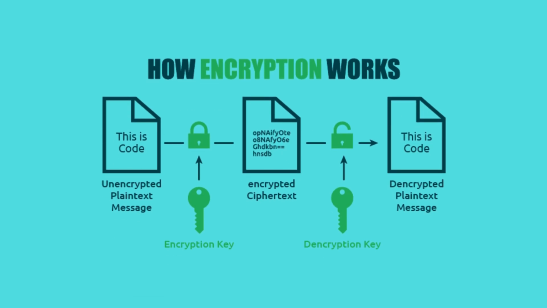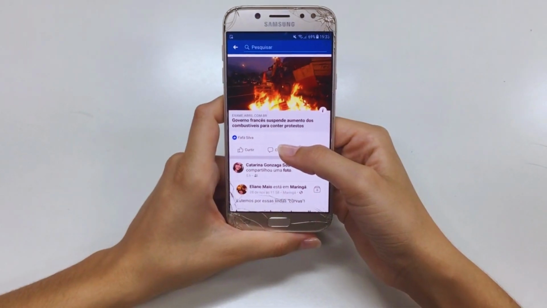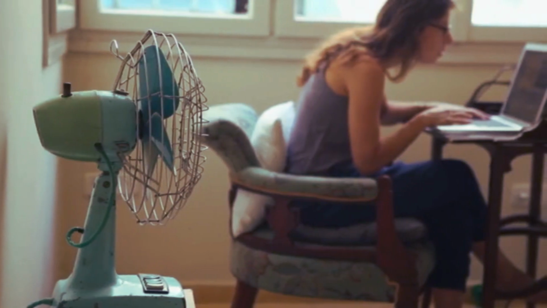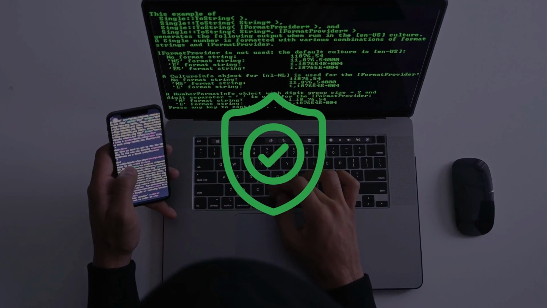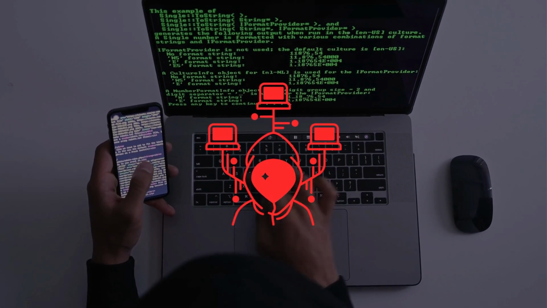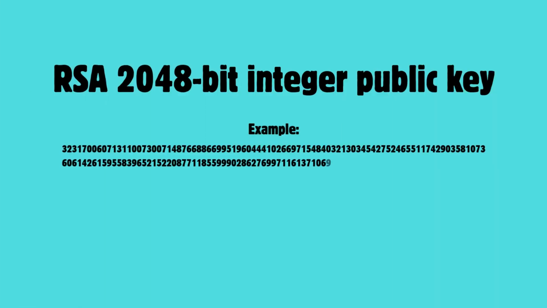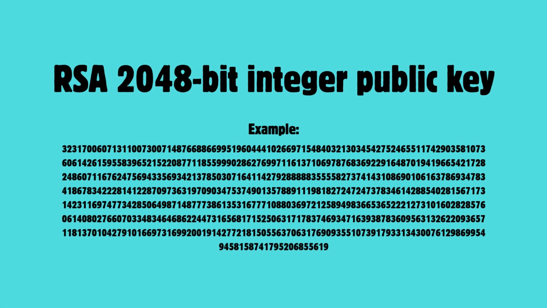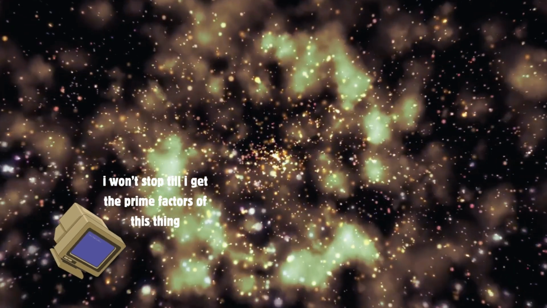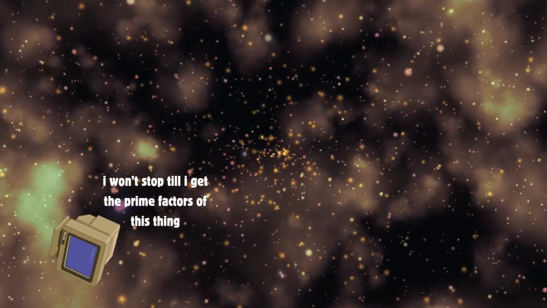Encryption algorithms are what protect our messages, emails, accounts, devices, and other personal information. And most modern encryption algorithms are secure enough that brute forcing through them would take an extremely long time. For example, an RSA 2048-bit integer public key, with a private key being its prime factors, is expected to take much longer than the estimated age of the universe to break down to its prime factors using classical computers.